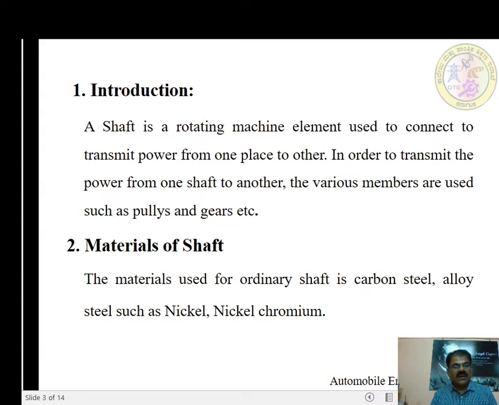Then the second one, materials of the shaft. What is the material used for the shaft? The materials used for an ordinary shaft are carbon steel and alloy steel such as nickel and nickel chromium.